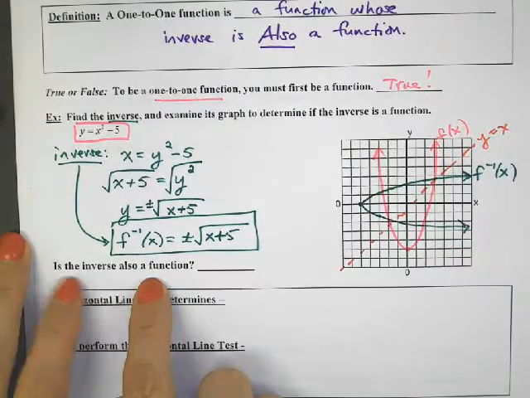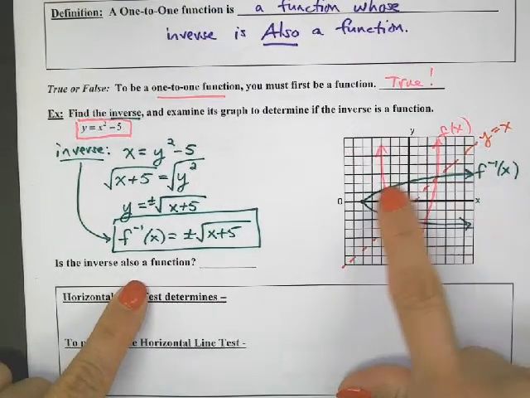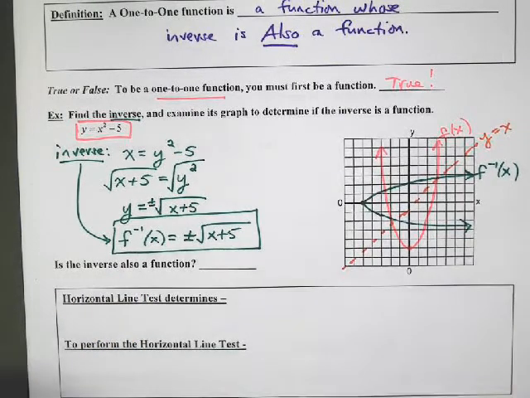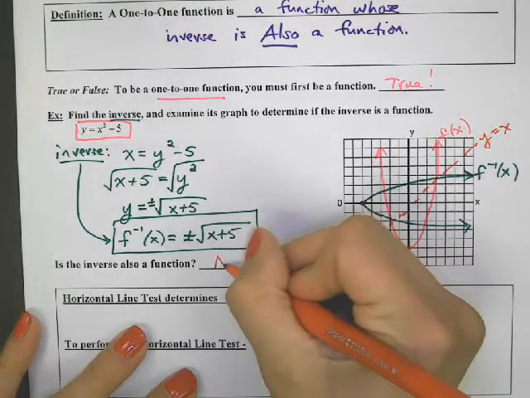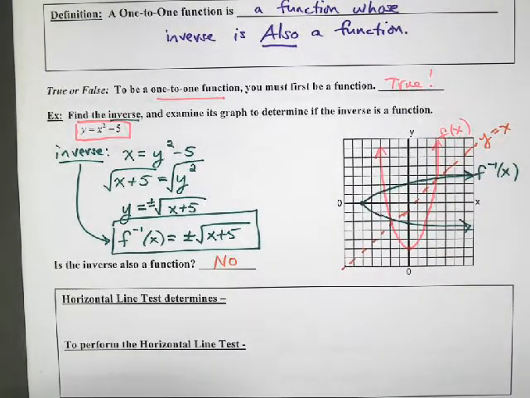But now they ask us a question about the inverse. So look at the green one. Is this inverse also a function? And by doing the vertical line test, we can determine no, the inverse is not passing.